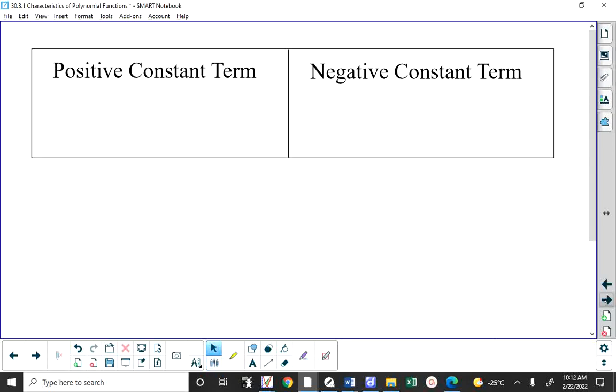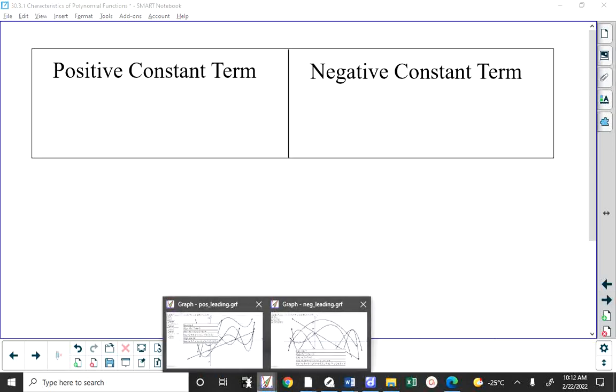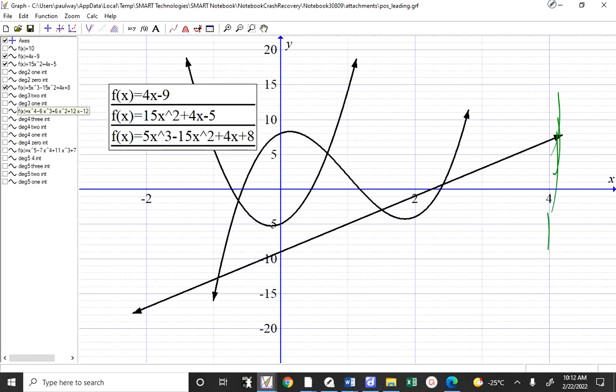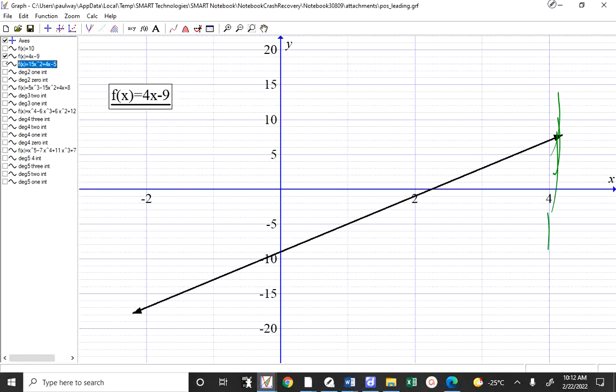Well, let's go back to one of these. And I'm not even sure we need to talk about positive and negative. Let's talk about the constant term. If I take a look at y equals 4x minus 9, the constant term is negative 9, yes? Is there something about the graph that's connected to that negative 9? Jonathan? Well, the function hits the functions on the y-axis. Right. It's the y-intercept. The constant term of a linear polynomial function is the y-intercept.